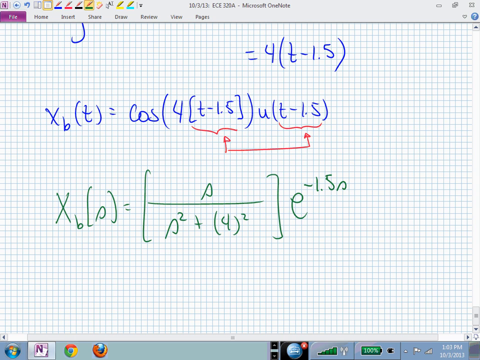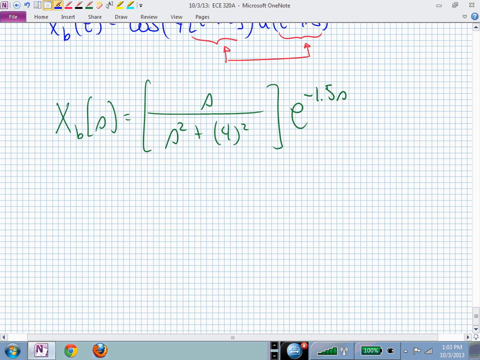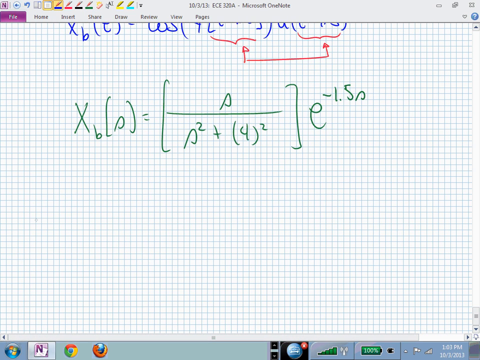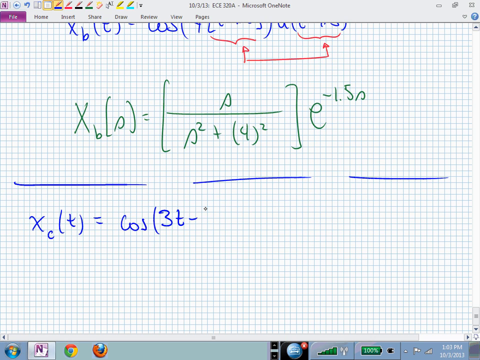All right, that was maybe too easy. Let's look at another one. Suppose we give you x sub b again. No, let's try x sub c of t. Suppose the third example is now cosine of 3t minus 5 times u of t minus 1.5.